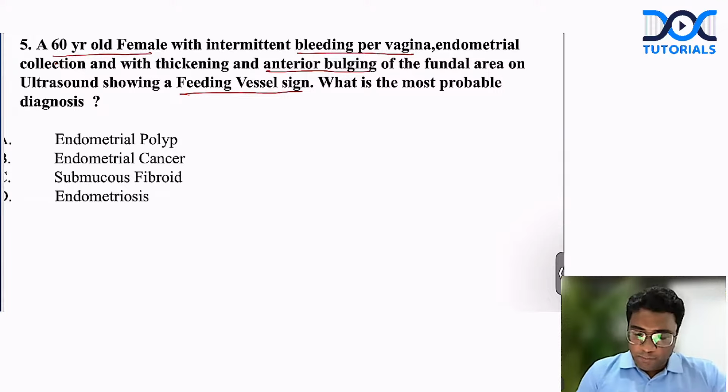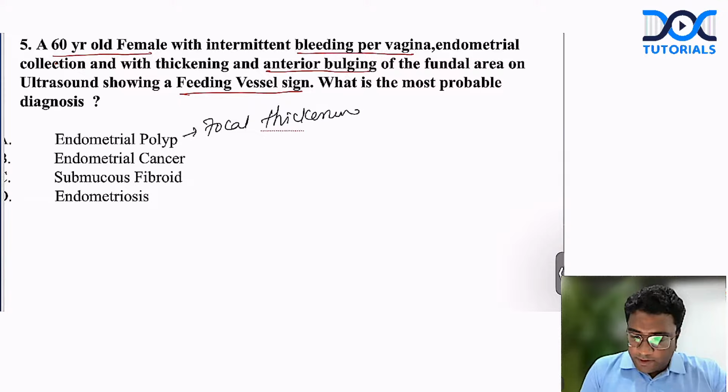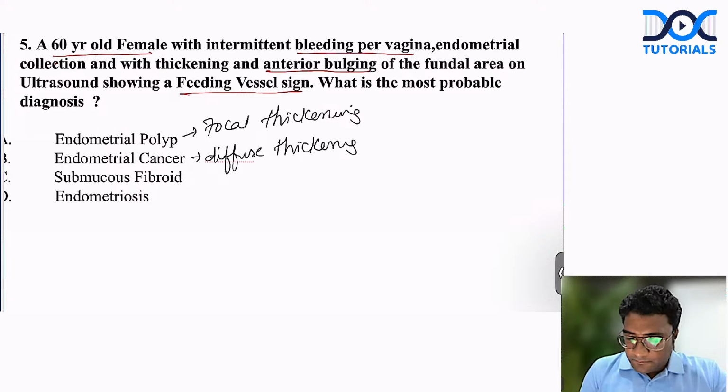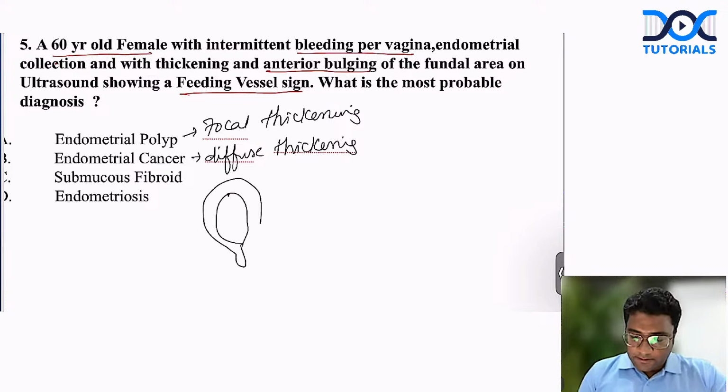So remember, both endometrial polyp and endometrial cancer have endometrial thickening. A focal thickening will usually be an endometrial polyp. Endometrial cancer generally is a diffuse thickening. And how do I differentiate whether it is a focal thickening or a diffuse thickening? So imagine this is the endometrial thickening. I put a catheter, inject saline and distend the endometrial cavity.